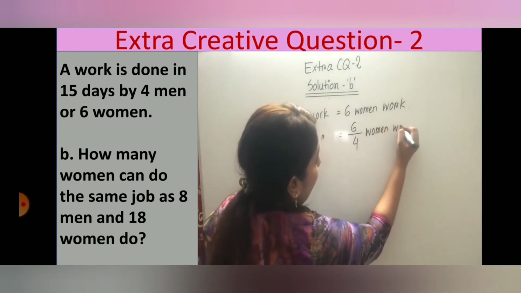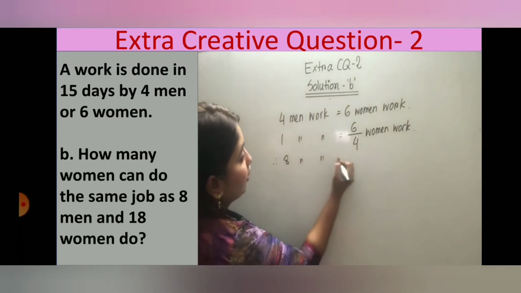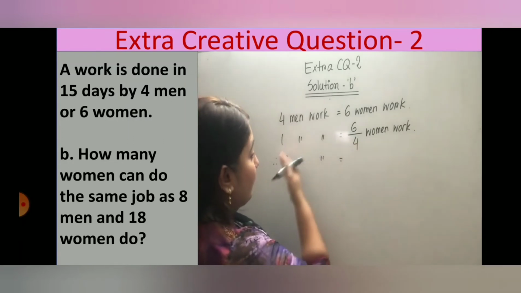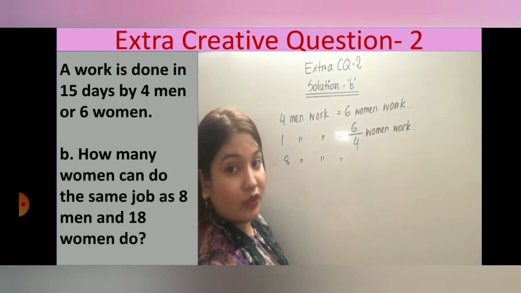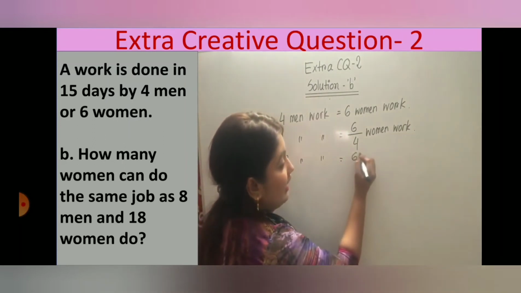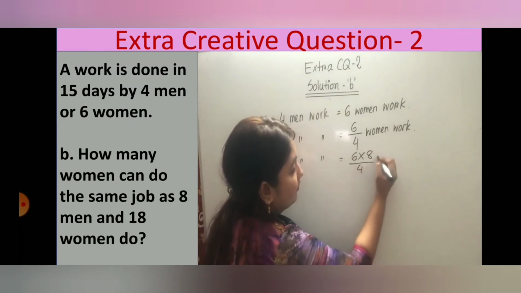Then I will write 8 men's work. So for doing the work that is done by 8 men, do we require more women or less women, students? Yes, we need more women. So for that, we will multiply 8 with the numerator.